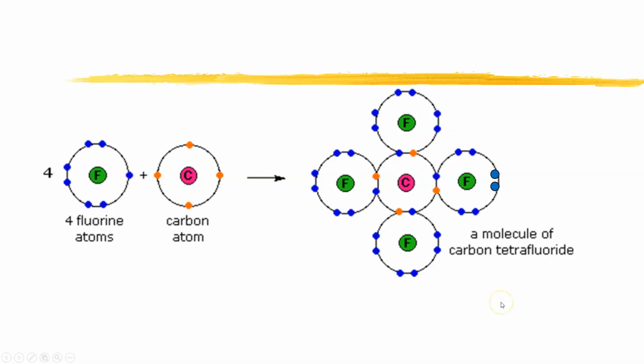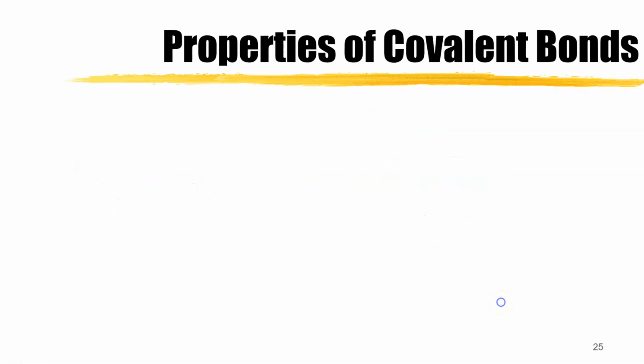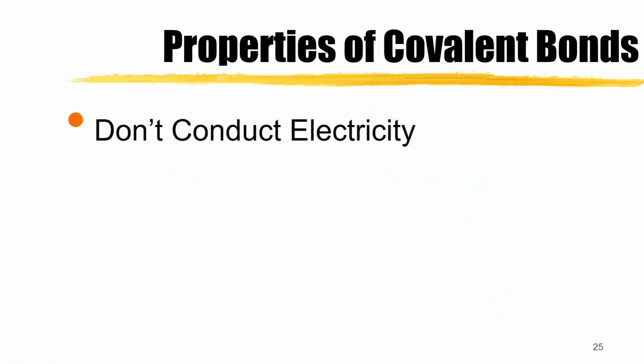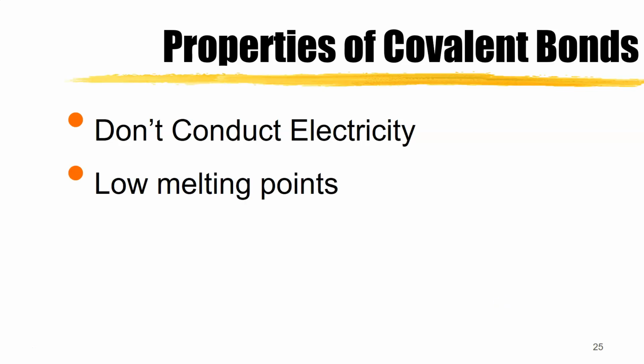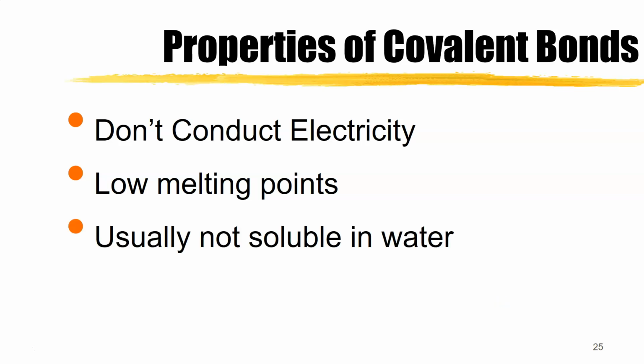The properties of the covalent bonds are kind of the opposite of ionic. They don't conduct electricity. They have low melting points. And they usually don't dissolve in water. They're not what we call soluble.